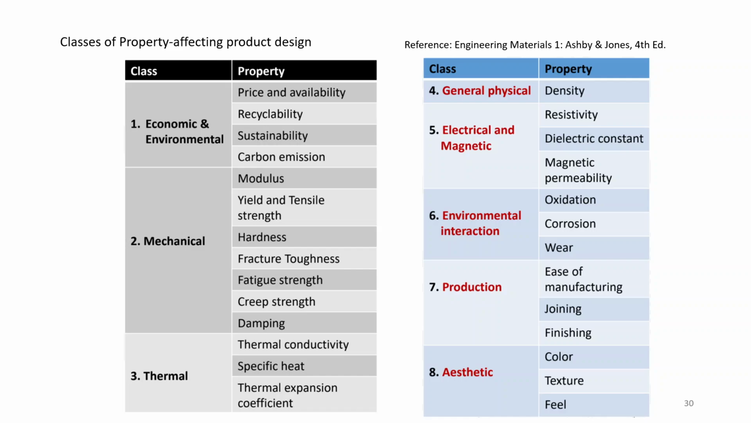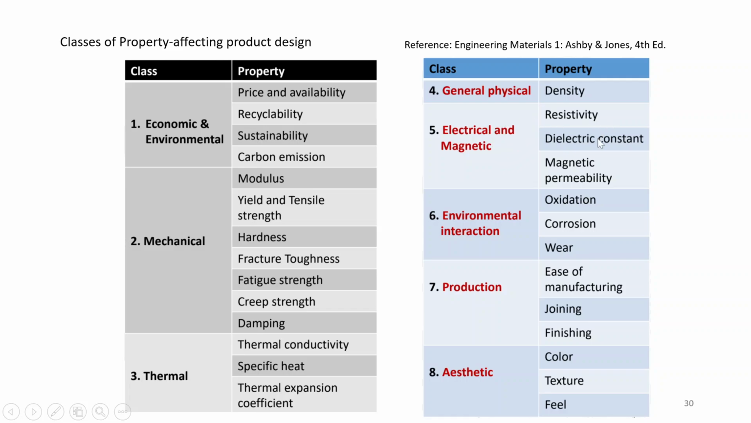Mechanical class consists of mechanical properties such as modulus, yield and tensile strength, hardness, fracture toughness, fatigue strength, creep strength, damping, etc. In case of thermal properties, thermal conductivity, specific heat, thermal expansion coefficient. In case of general physical, there is density, electrical and magnetic properties.